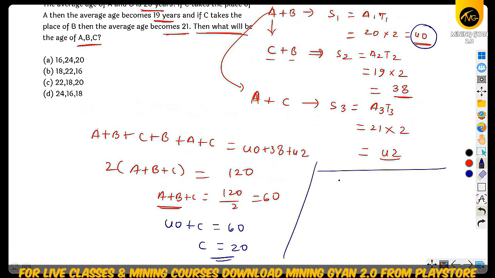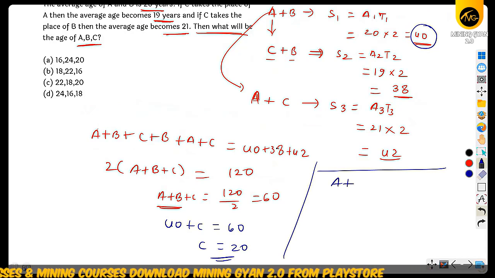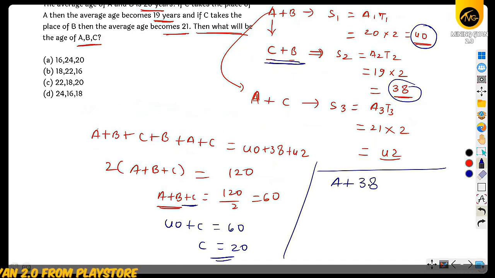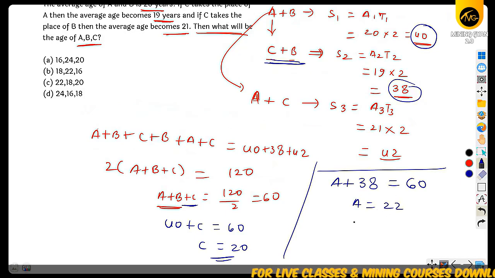Now we have to find out the age of A and B. So A plus the age of B and C. B and C is 38, so we can replace B and C by 38. Now A plus 38 is equal to 60. Now A is equal to 60 minus 38, that will be 22. Okay, the age of A is 22.